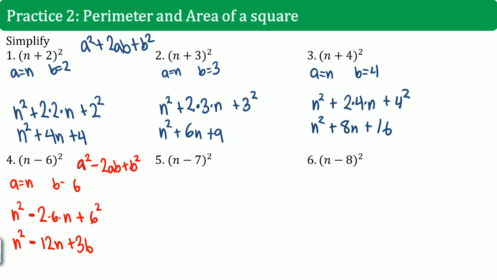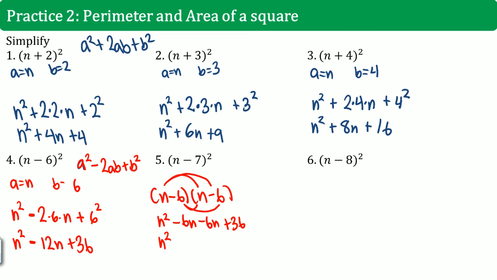If you don't believe me, let me show you. n minus 6 times n minus 6. n times n gets you n squared. n times negative 6 gets you negative 6n. Negative 6 times n gets you negative 6n. Negative 6 times negative 6 gets you positive 36. n squared, negative 6n minus 6n gets you negative 12n. Bring down the 36. You see? Either way you do it, you get the same answer.